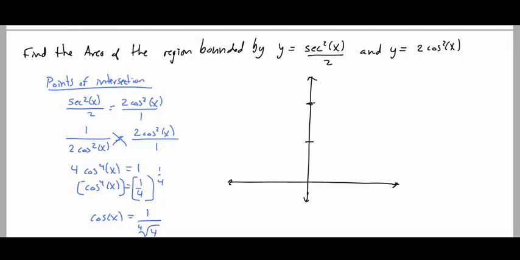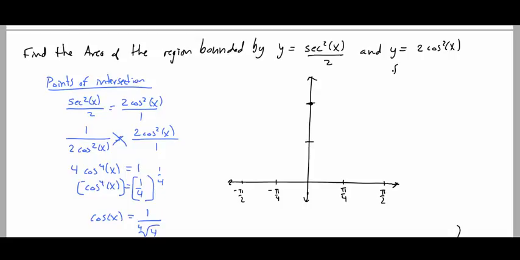Okay, now we also know something's going on at pi over 4. So let's make sure we have a pi over 4 here and a pi over 2, and then a negative pi over 4 and a negative pi over 2. So these are just some points I want to try. So if I plug pi over 4 into this graph, the cosine of pi over 4 is square root of 2 over 2.